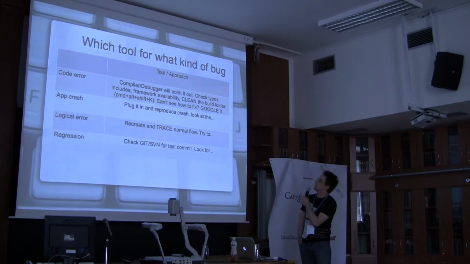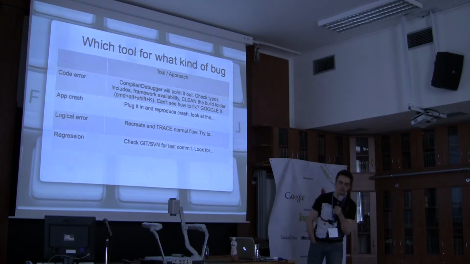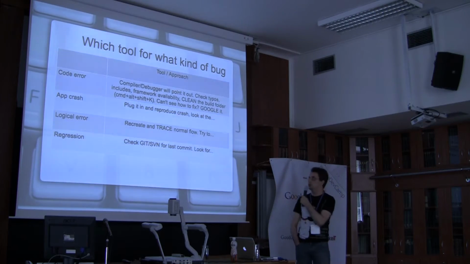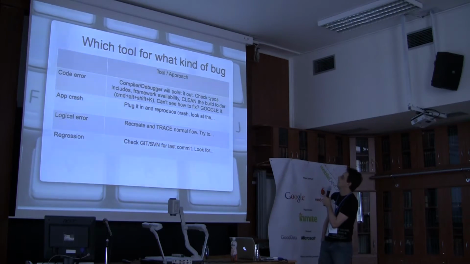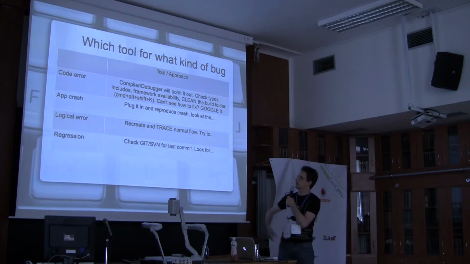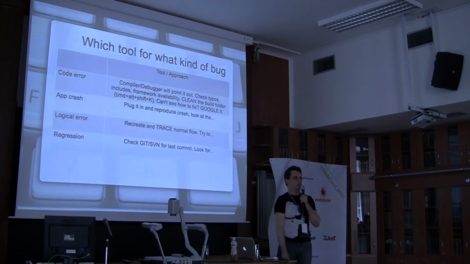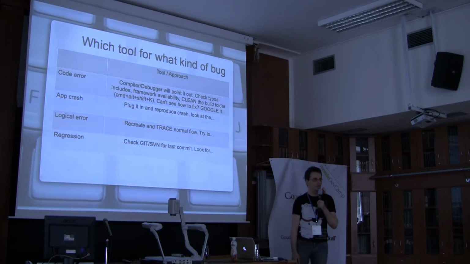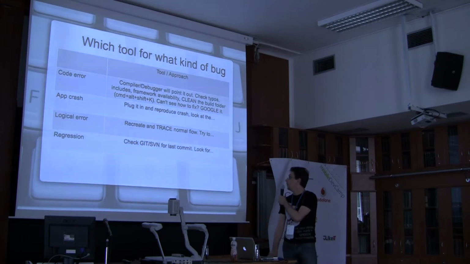So when the code error happens, the compiler and debugger will point it out to you. So check typos, check includes, check framework availability. Maybe you did not include something. Clean the build folder, and clean the build folder is a button combination, I'm sure you all know. Remove all the derived data, everything from Xcode that Xcode just built, because it has built it wrong, because Xcode itself is full of bugs.